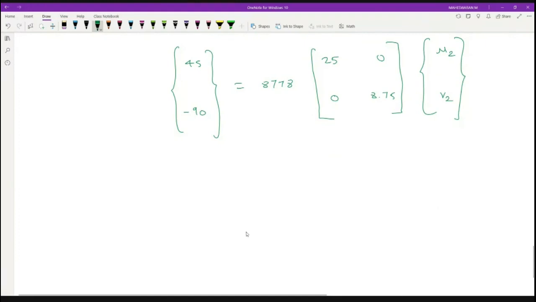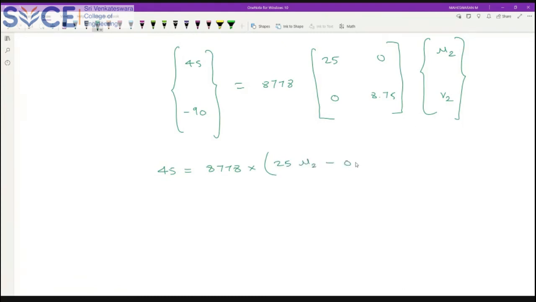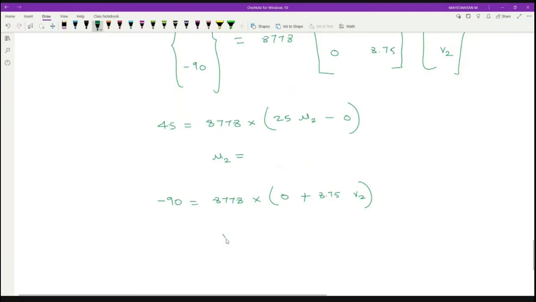So I will write this as an equation. 45 is equal to 8778 into 25 U2, minus 0 V2, right? Minus 0 V2. So this is my term, and you will get the value of U2. Similarly, minus 90 is equal to 8778 into 0 U2, right, plus 8.75 V2. This is my second term. From this, I can identify what is my V2.